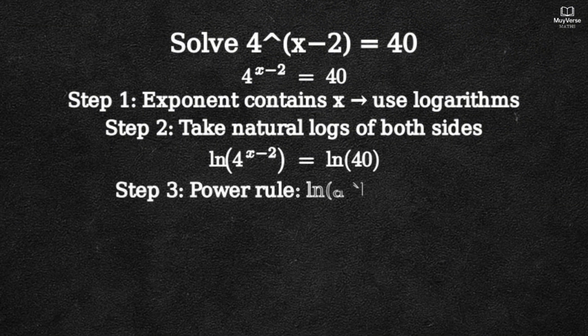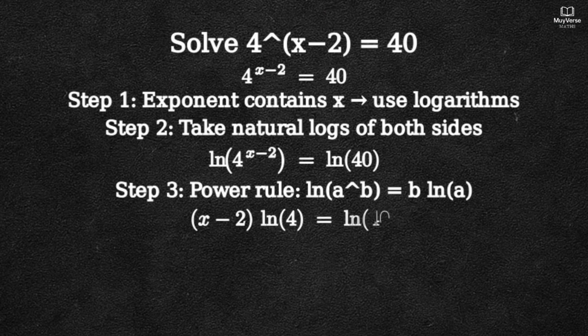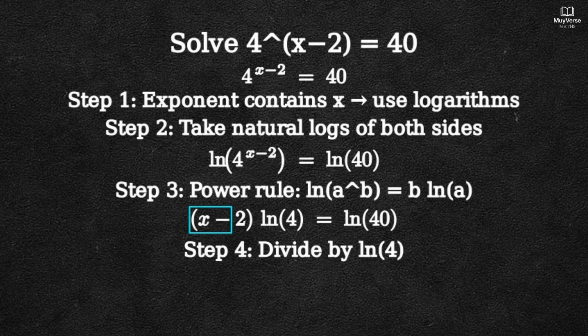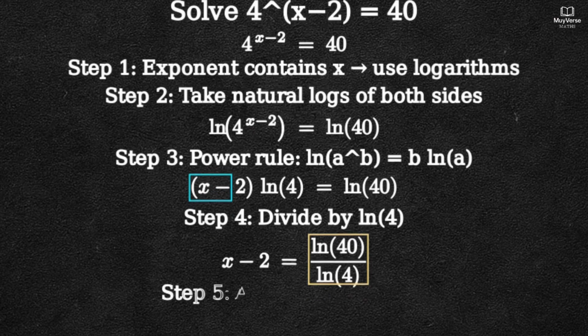Step 3. Use the power rule for logarithms. The natural log of a to the b equals b times the natural log of a, so we bring x minus 2 in front. Step 4. Solve for x minus 2 by dividing both sides by natural log of 4. Step 5. Add 2 to both sides to isolate x.